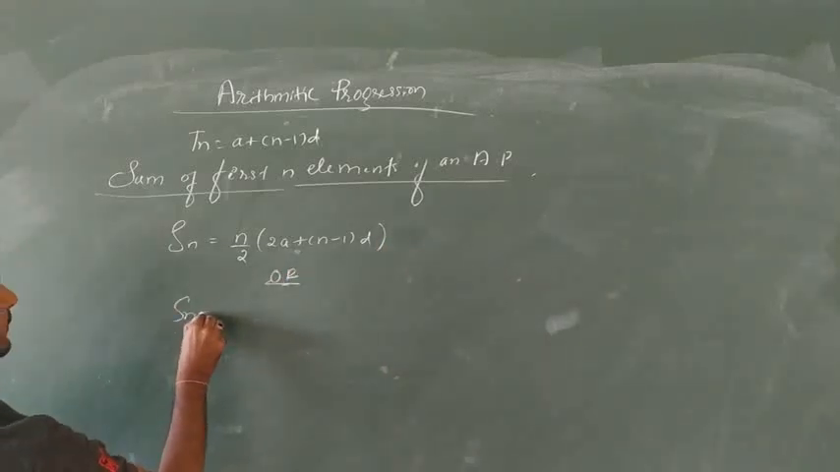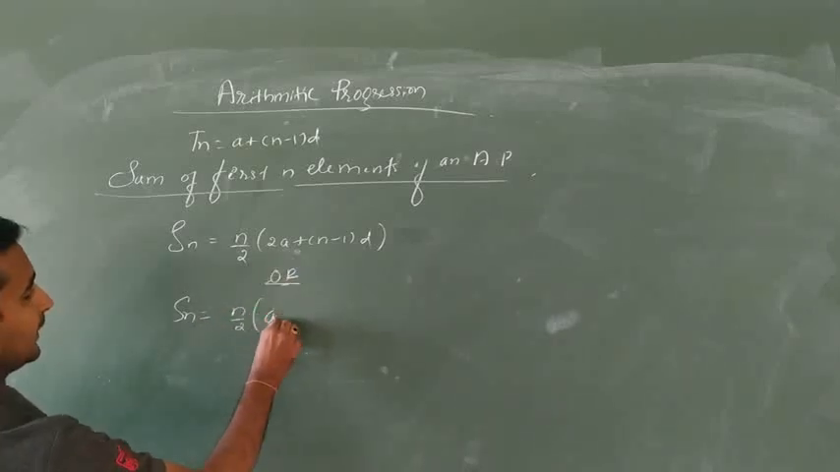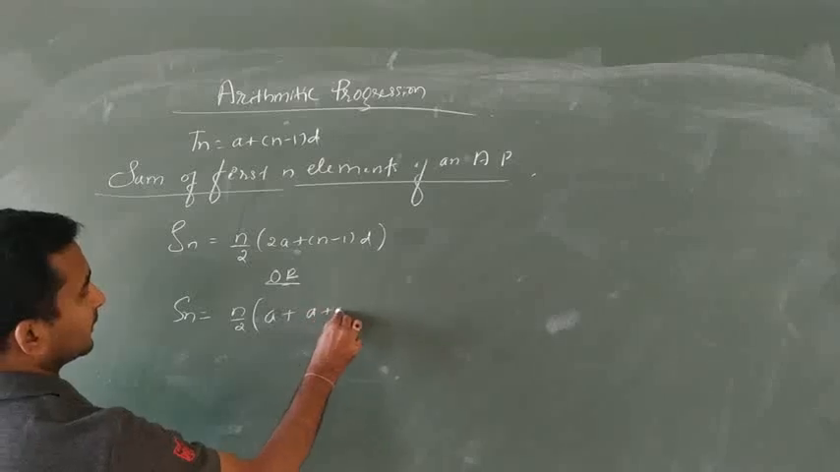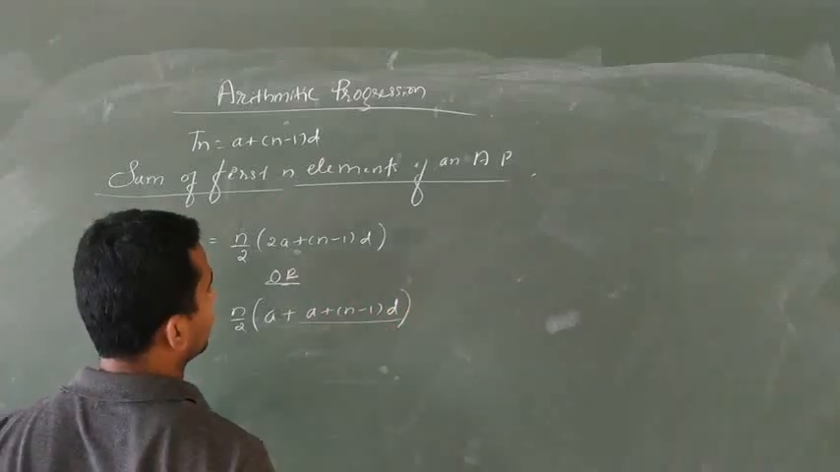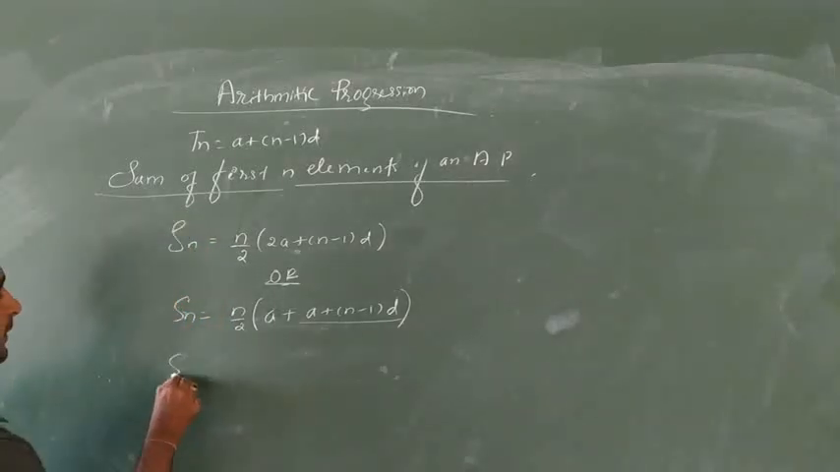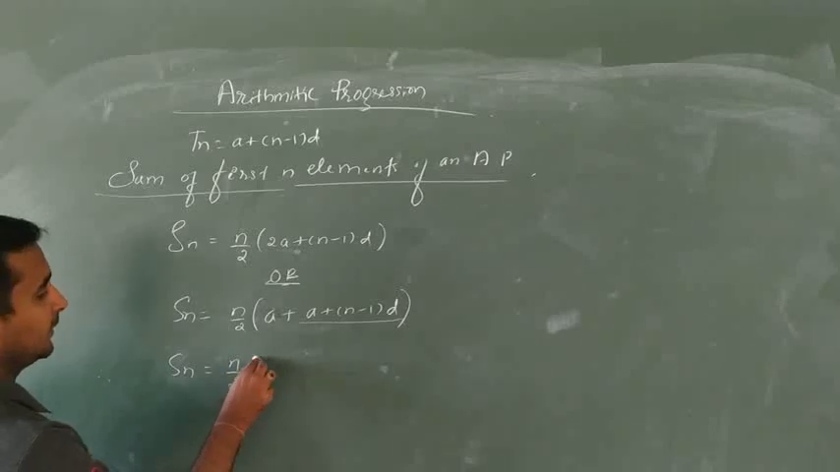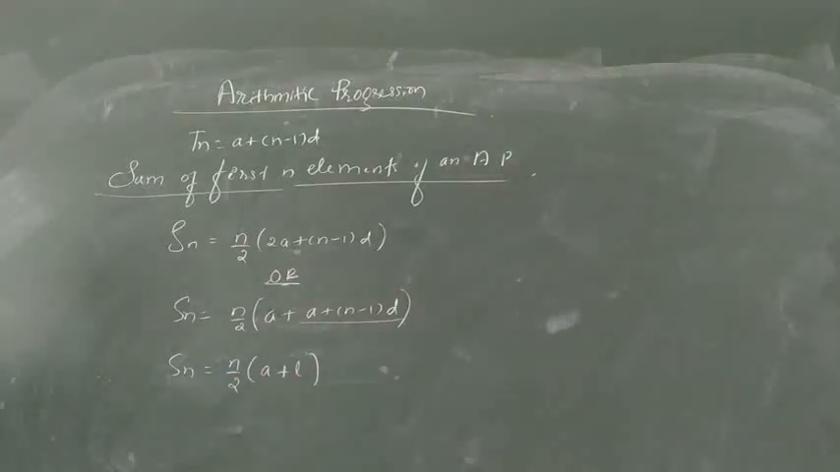Or else, I can split this as Sn equal to n by 2 into a plus a plus n minus 1 into d. Now I will substitute a plus n minus 1 into d, which is nothing but the nth element, or else we can say the last element of the given series. So Sn is equal to n by 2 into a plus l. So these are the two formulas.